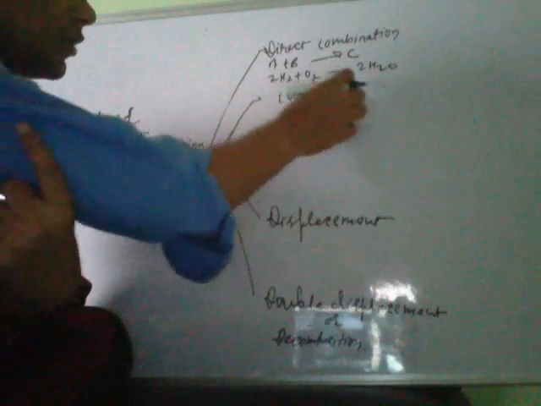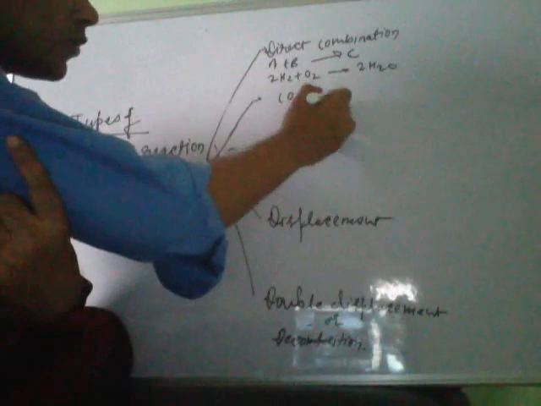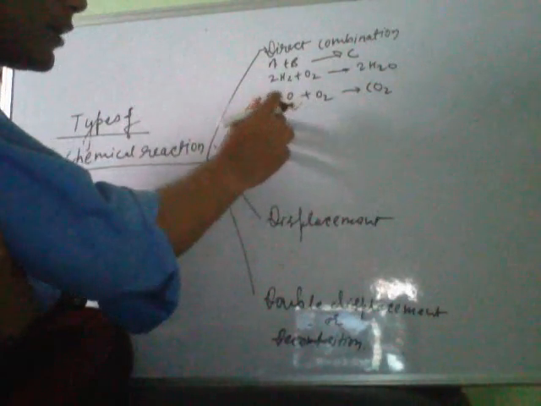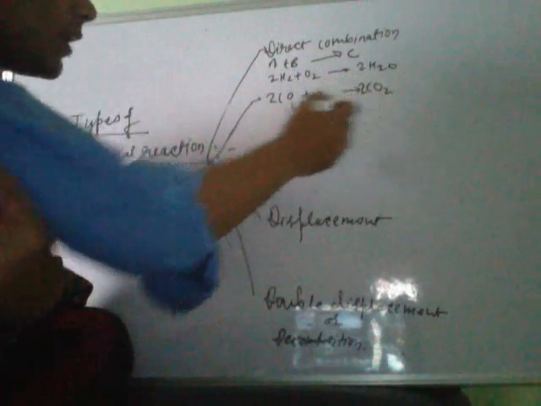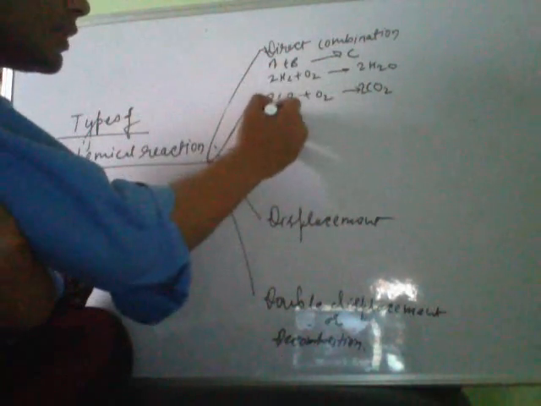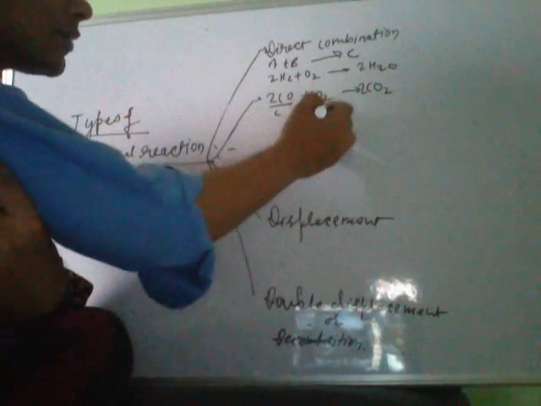Here we are taking CO plus O2. You will get CO2. Balance it, multiply by 2. Here you also multiply by 2. Number of oxygen is 4 here, and 4 here. Number of carbon is also balanced. So this is the compound, and this is the element.